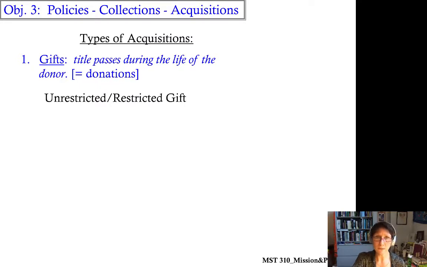Now there's different kinds of gifts. There's unrestricted and restricted gifts, and they're just as they sound. So in some cases the donor says, here you go, I'd like to donate this to the museum. I don't care how you use it in any way that you wish. And in some cases they insist on it being a restricted gift, whereby they say, okay, I want this always to be displayed next to my picture, or something of that nature.